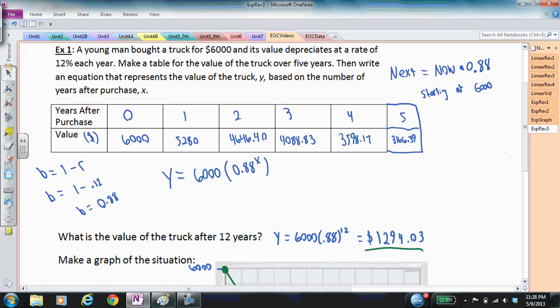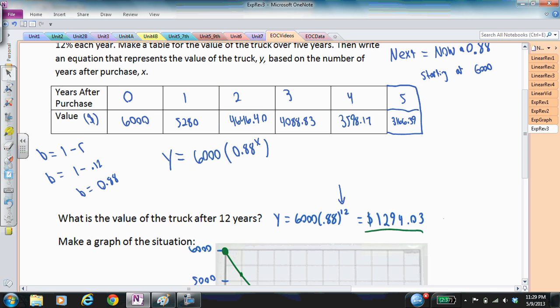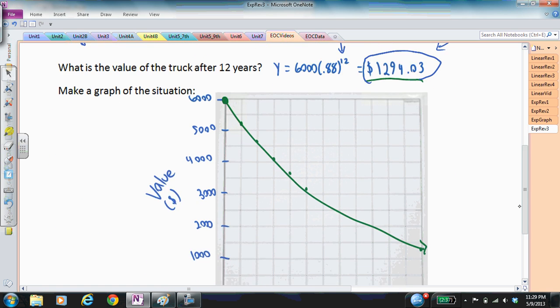I'm using that equation to figure out the value of the truck after 12 years. I just substitute 12 in for x, and you get $1,294.03 as indicated here. So I can use all this information, the table, and then this value to create a graph.